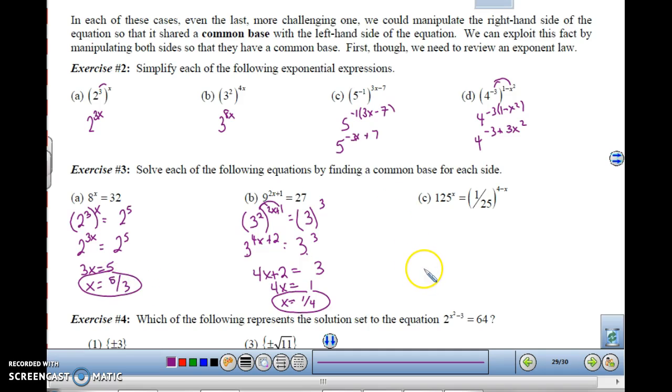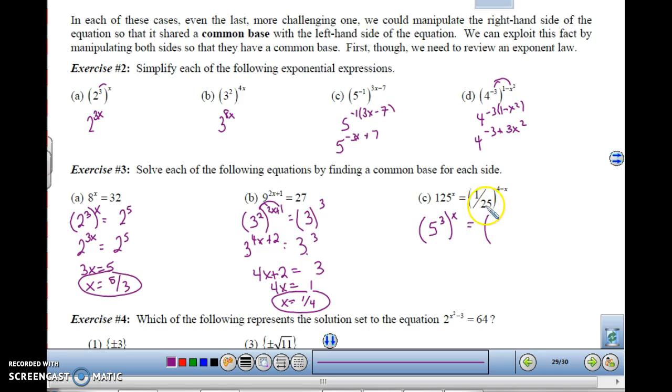Okay, now here's a little more complicated one. 125 to the x equals 1 over 25 to the 4 minus x. All right, so what base could I write 125 as? How about a base of 5? 5 to the 3rd is 125, raised to the x power.